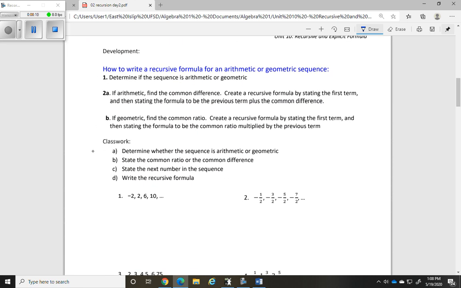So there are some steps you can follow to make sure you're writing your recursive formula correctly. First, you're going to decide if it's arithmetic or geometric, right? That's important to know. If it's arithmetic, you want to write down what the common difference is. And then to write your recursive formula, first tell me the first term, and then tell me what you're adding on. And then if it's geometric, you need to write down what the common ratio is. And again, write the first term, and then write down a formula that tells me what to multiply by.